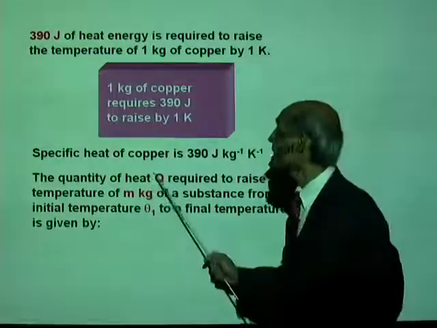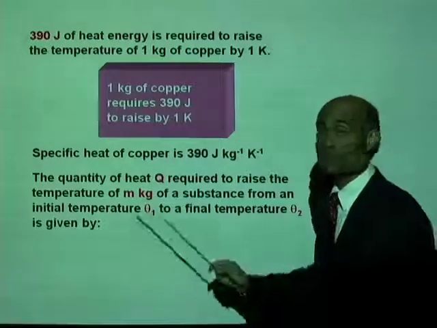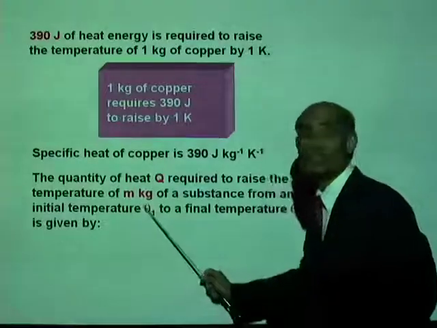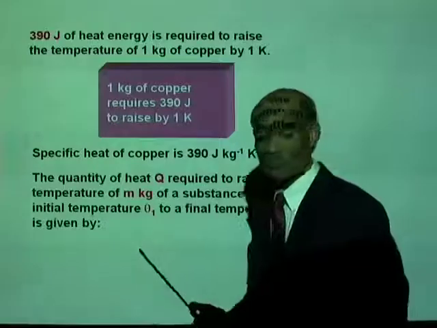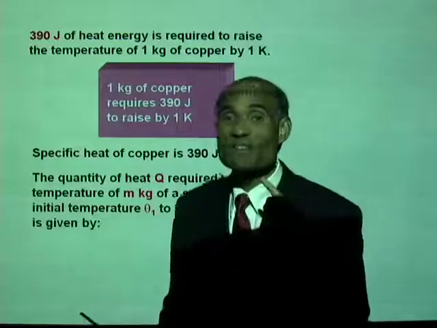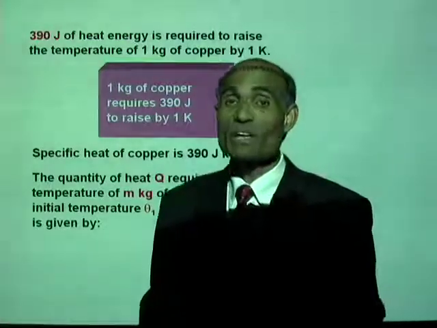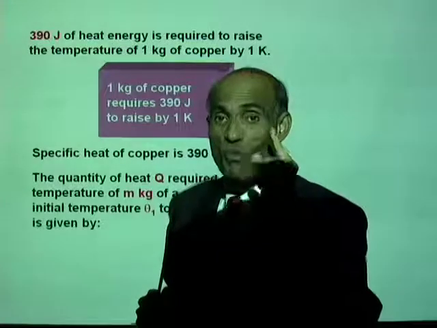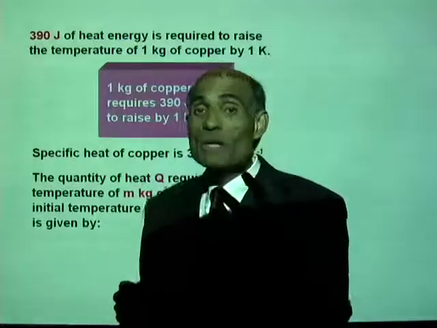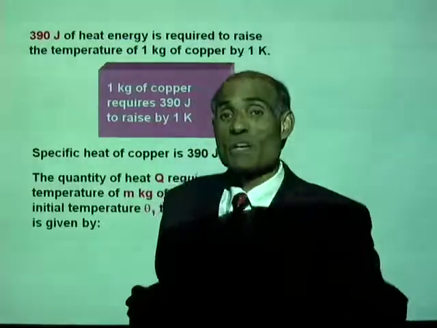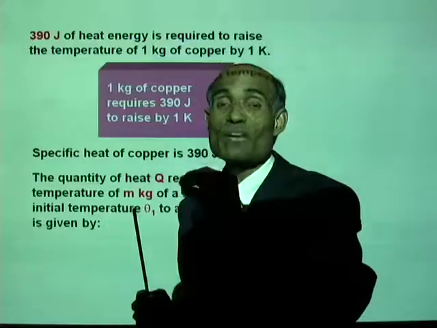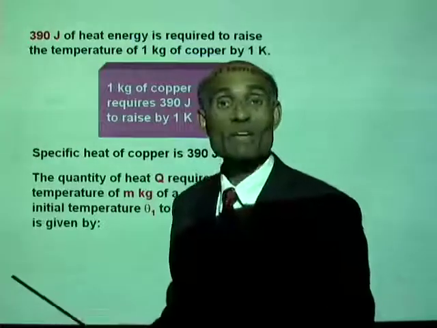The quantity of heat Q required to raise the temperature of m kilogram of a substance from an initial temperature theta1 to a final temperature theta2. Can you tell me what will that be? If the specific heat is a measure of the amount of heat required to raise the temperature of 1 kilogram of the substance by 1 Kelvin, what will be the amount of heat you need to raise the temperature of m kilogram of a substance from an initial temperature of theta1 to a final temperature of theta2?